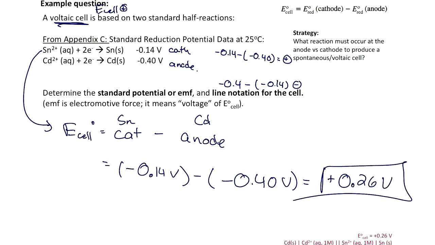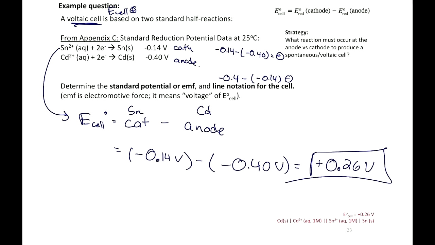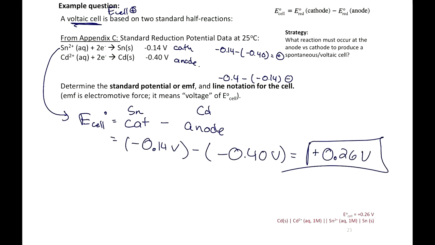All right. Oh, and write the line notation for this cell. Okay, so here we have the cell potential. We just did the math, calculating what's the anode, what's the cathode. So at the anode, that's the cadmium reaction. Remember, at the anode is where oxidation occurs. But these two reactions that are given are in the reduction form.